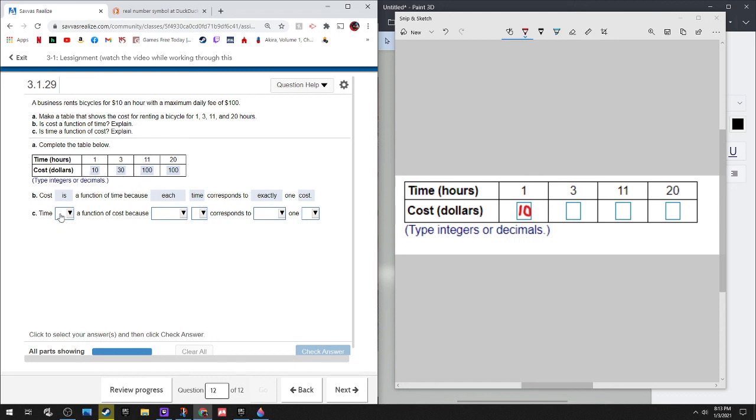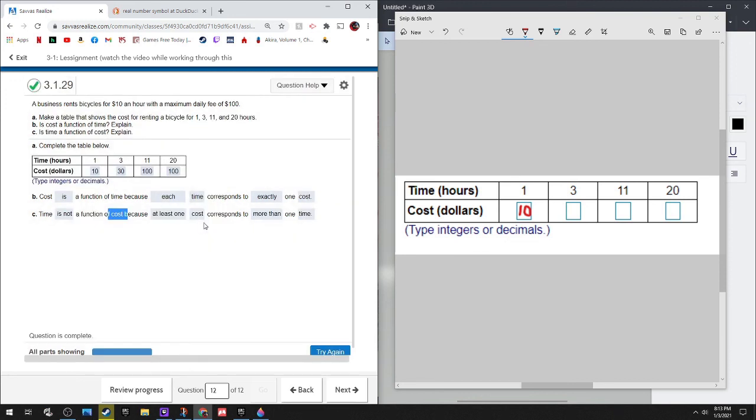So let's see, can we say that time is a function of cost? That's where time would be our y value and cost would be our x value, right? Our inputs. So if I input 10, I output 1. If I input 30, I output 3. If I input 100, I output 11. If I input 100, I output 20. That means time is not a function of cost because at least one cost corresponds to more than one time. And that is all I have to say about functions today.